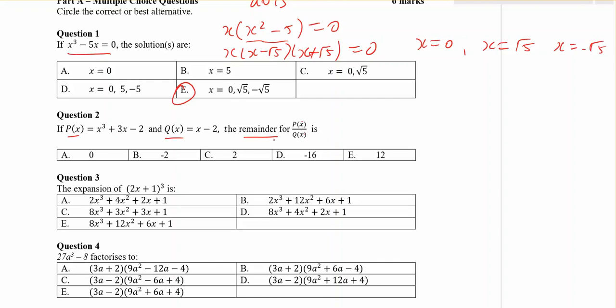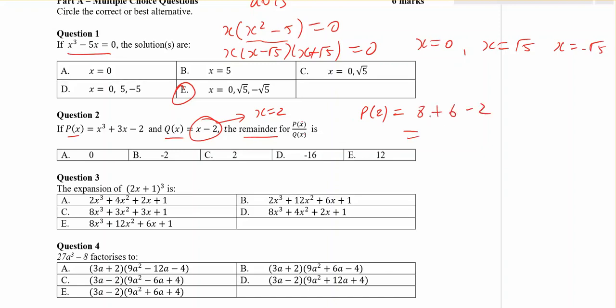Okay. So the trick is, whatever x value makes the divisor 0, you sub that into the original. So x must equal 2 for this thing to equal 0. So what you're trying to find to get the remainder is P of 2. So you're subbing 2 in the original. 2 cubed is 8. 3 times 2 is 6 minus 2. So the remainder would be 14 minus 2, which is 12. So the answer is E.